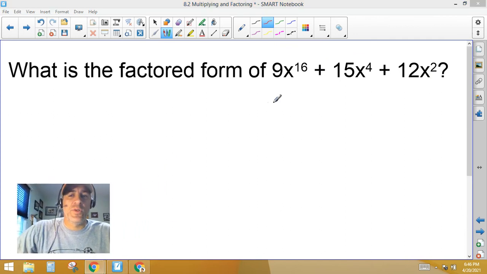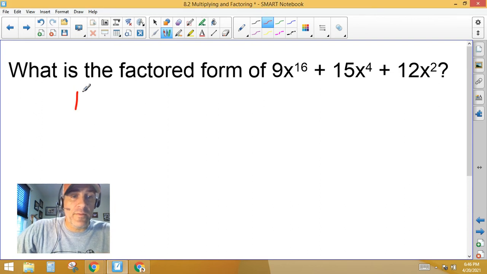So let's take a look here. What's the factored form of this? Step 1, find the GCF. Go. Hopefully you came up with 3x squared.